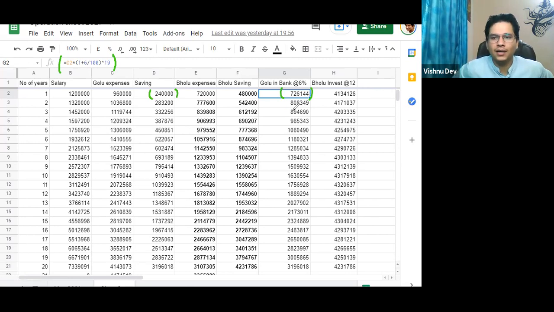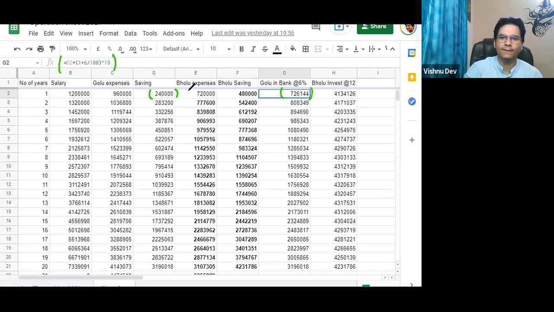But that is for Golu, who is keeping the money in the bank as an FD. Now I have a second person, who is also earning the same amount, but he is financially educated and spends less. He is spending only 7,20,000 per year, and he is saving 4,80,000 per year. Is everything clear so far? How much saving? 4,80,000.